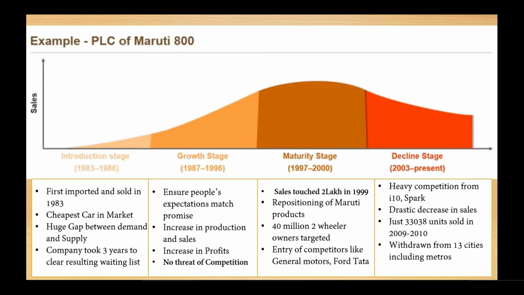So what I have given you is an example of how Maruti 800, from 1983 up till 2014, moved through the introductory stage, then the growth stage, then maturity, and finally the decline stage, whereby they stopped the production of Maruti 800.